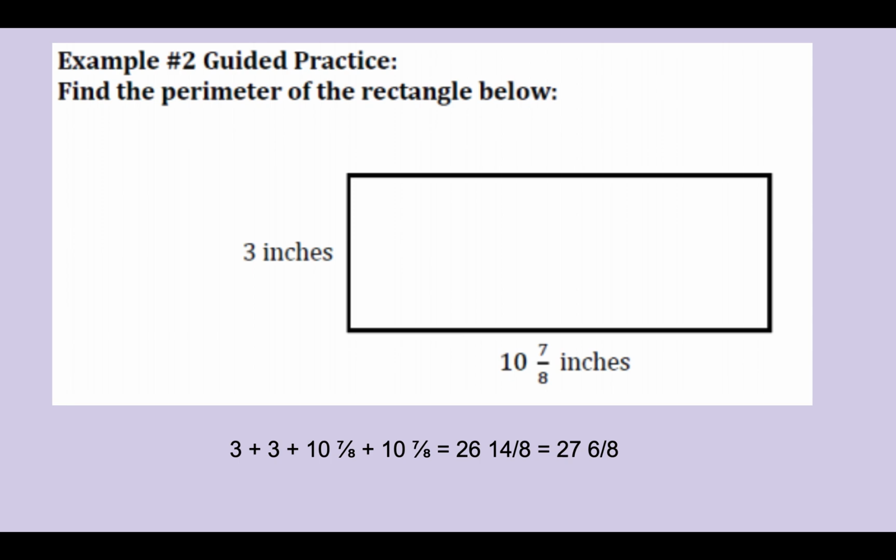Well, I know that opposite side lengths are equal. So the 3 inches on the other side, it's 3 inches, and the 10 7/8 inches at the bottom, the top must also be 10 7/8 inches. Now, when I add all of these together, and you see it at the bottom, the perimeter is 27 6/8 inches. So all you're doing is adding all the sides.